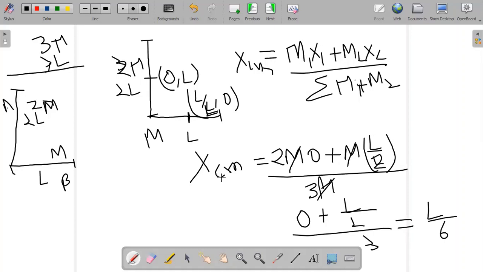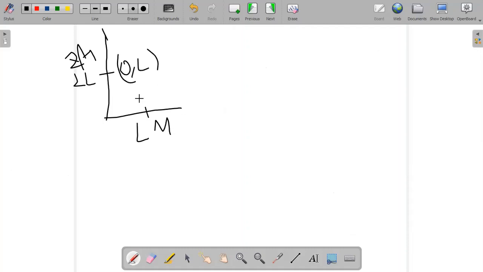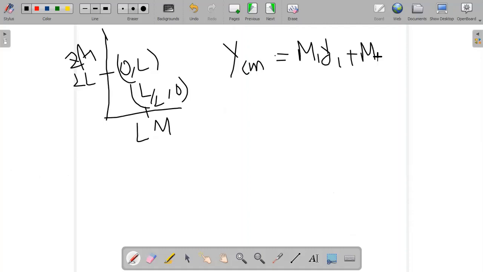Now let's try to calculate y center of mass. In order to calculate y center of mass, let's redraw the same drawing again. We have this length as 2L, mass was 2m; length L, mass is m. Center of mass position we have 0, L, and for the other L by 2, 0. Now we are calculating y center of mass. The same formula you will use: m1 y1 plus m2 y2 divided by m1 plus m2.